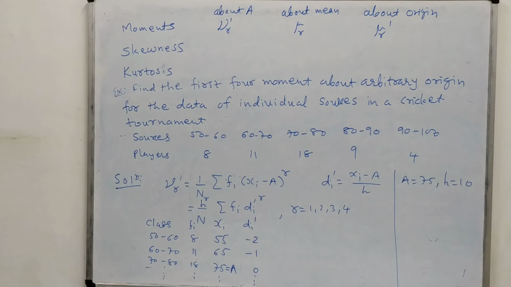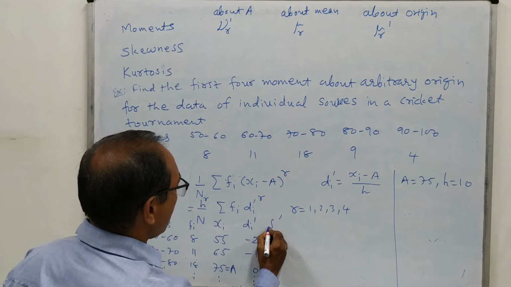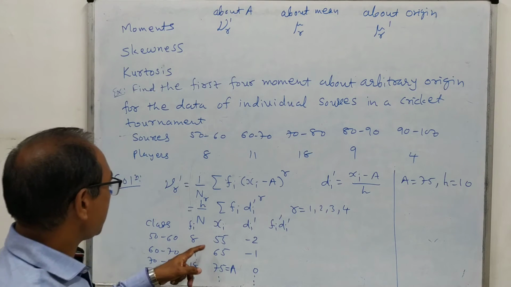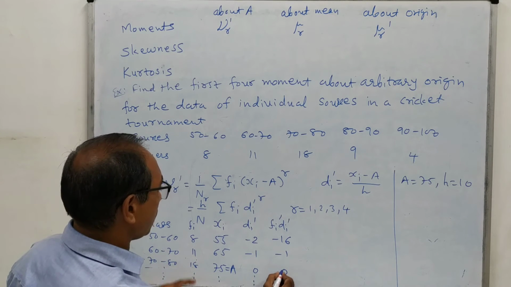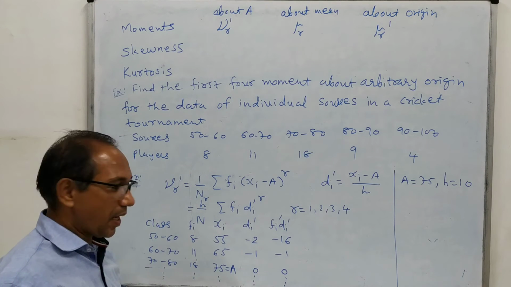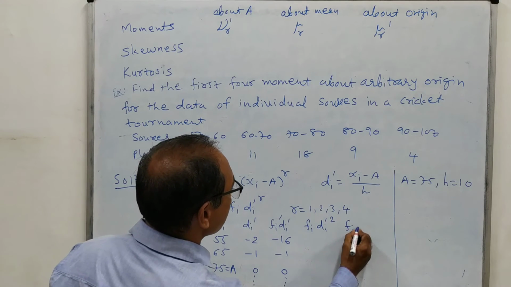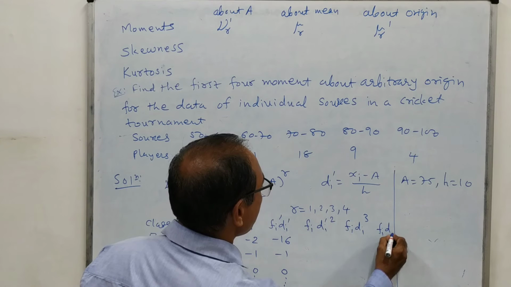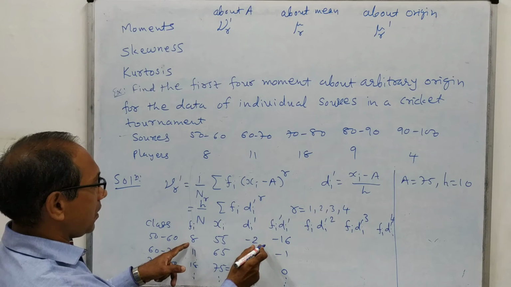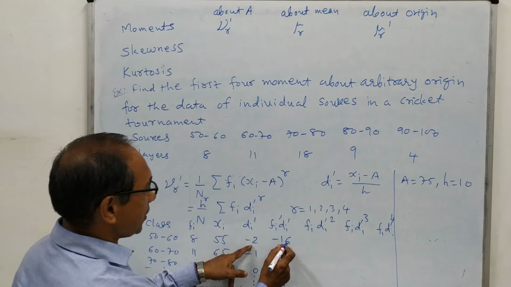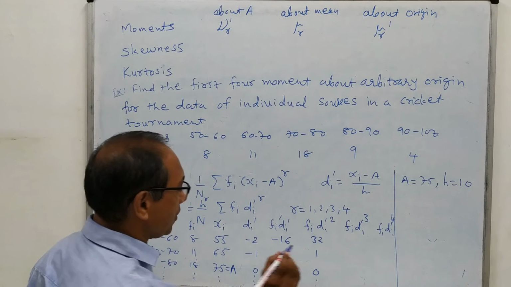Now we want to find out fi di dash. Fi di dash is 8 times minus 2, minus 16; minus 11; 18 into 0, 0. Then other values you can find yourself. Then we will require fi into di dash square, fi di dash cube, and fi di dash raised to 4. So fi di dash square means fi, this, into di dash. That means minus 16 into minus 2 is 32. Minus 1 times minus 1 is 1. This is 0. And other values you can find.